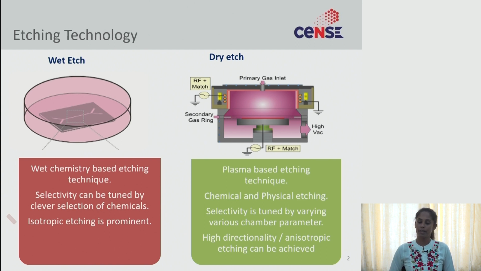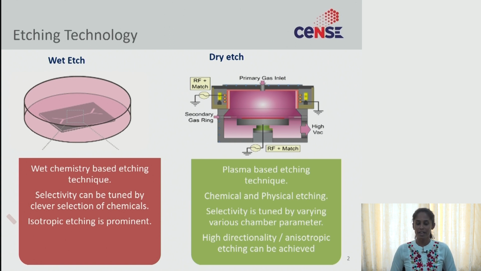Whenever we apply a RF power to the chamber, an electric field is generated. These electrons get accelerated by the electric field and gain kinetic energy. With this kinetic energy, these electrons will collide with the molecules and atoms. When they collide with the atoms and molecules, ionization and dissociation take place and the plasma is generated. This plasma is responsible for the etching process.